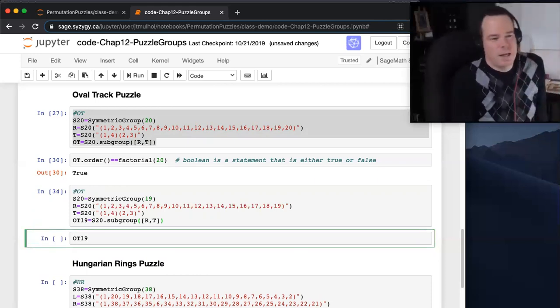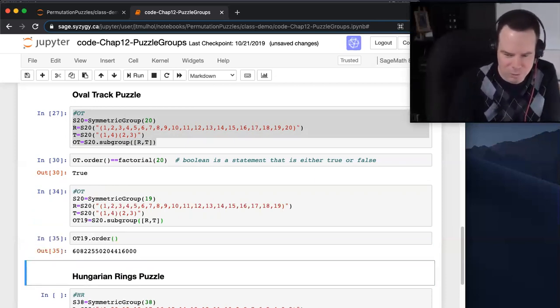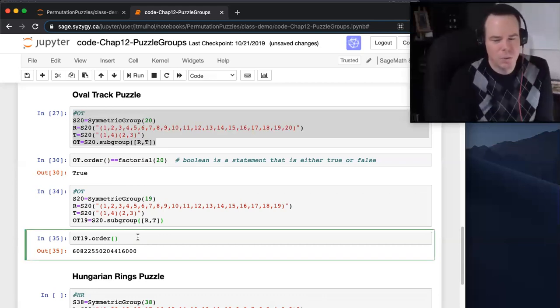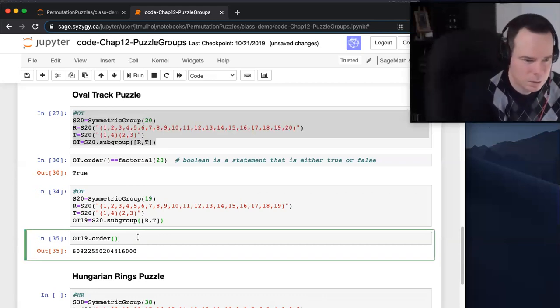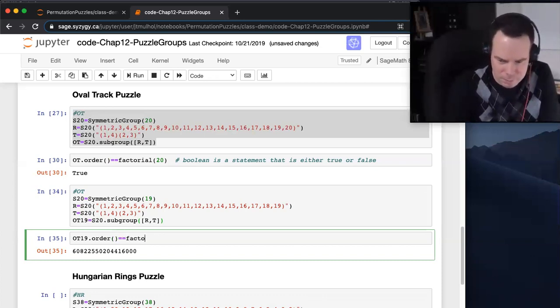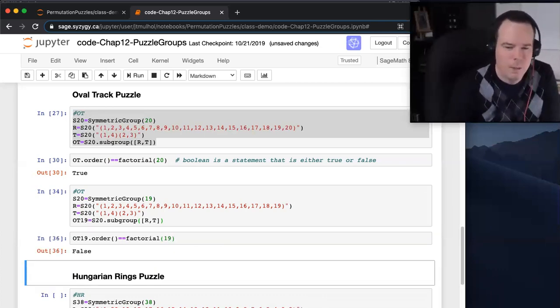Well, what's a good question to ask? What do you think? So I want to know what the order is. The problem is if I just ask for order and hit execute, I get this huge number. And that's not really helpful to know what the exact number is. I want to know what it's related to. So what do we think? 19 tiles. Yeah, we'd like to know, is it 19 factorial? And so we execute that and we get false. So it's not 19 factorial. So not all permutations are possible.